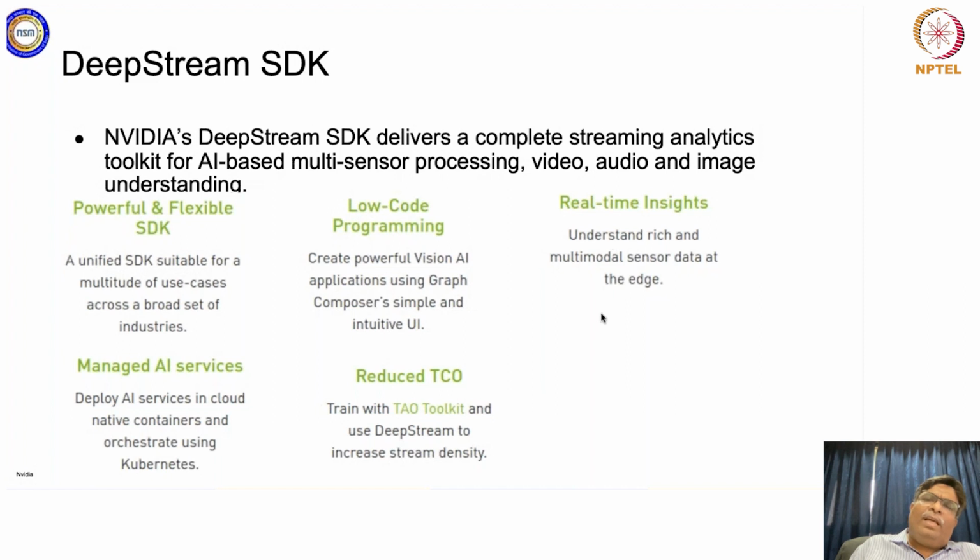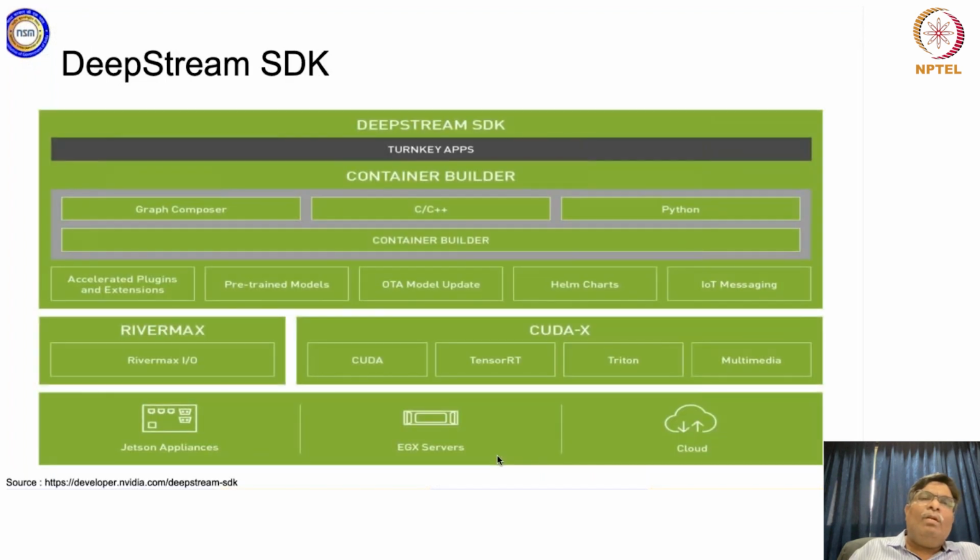So it gives you real-time insights, multimodal sensor data, and you can develop managed AI services. You can deploy AI services on the cloud using containers, and you can orchestrate using Kubernetes. Okay, and then you can train with the TAO Toolkit, which uses DeepStream to increase stream density, right? So this is the overall idea of why you should go for DeepStream applications if you are doing video analytics. There is no other better framework, okay, if you are working on video analytics or video processing for that matter. Okay, so this is how it's going to pan out.